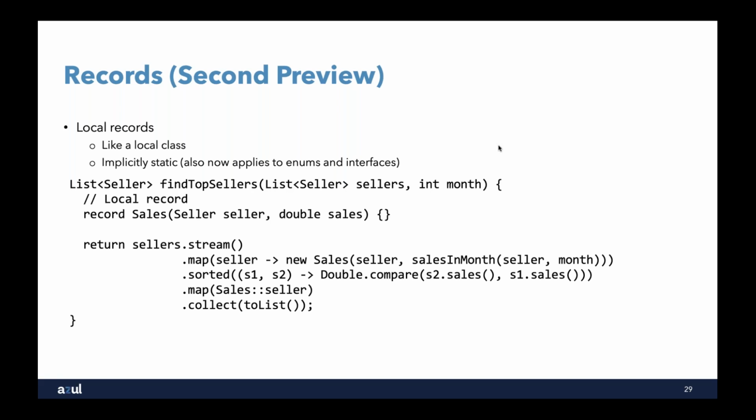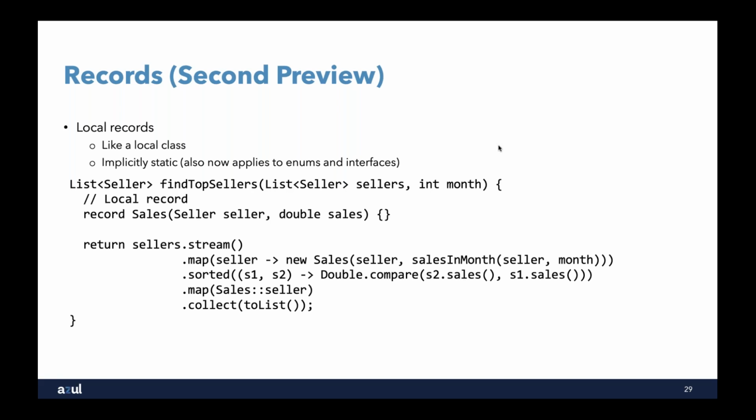Good example here. What I've got is a method which takes a list of people who are selling things for me and a particular month. And what I want to do is to order that list of sellers by how much they sold in a particular month. Now I could do that using streams, but it's going to be fairly complicated in terms of the code that I generate. By using a local record, I can simplify that very nicely.